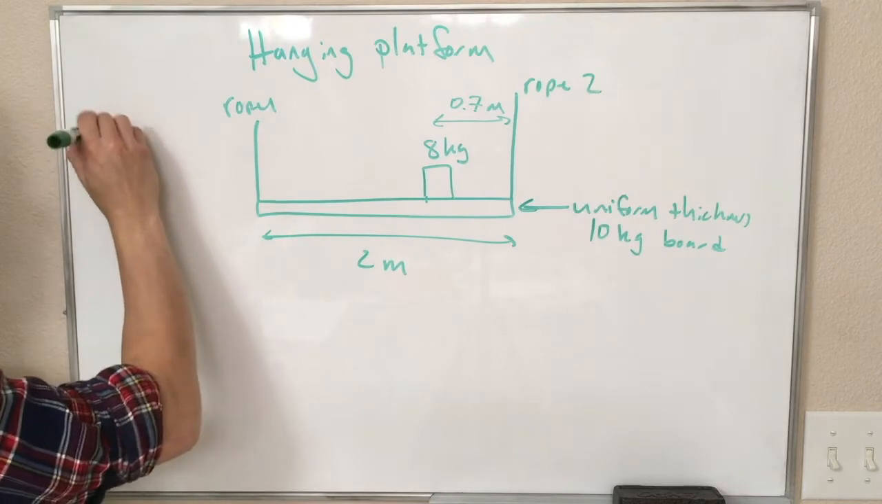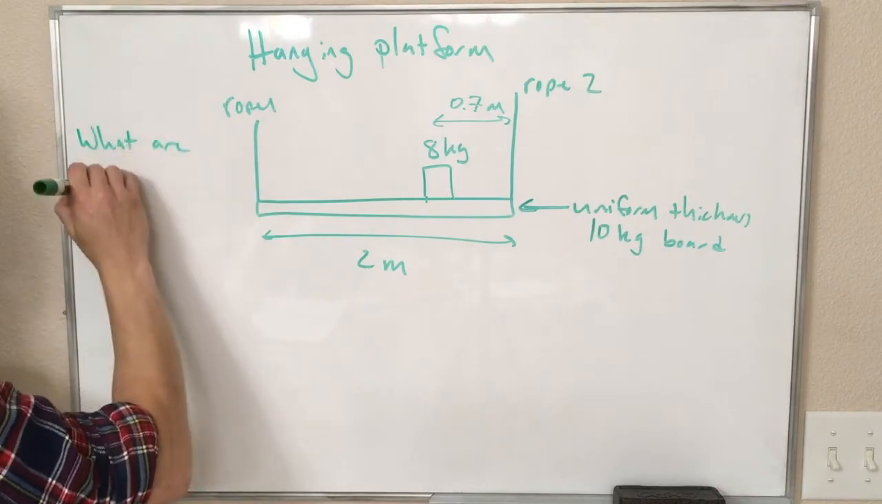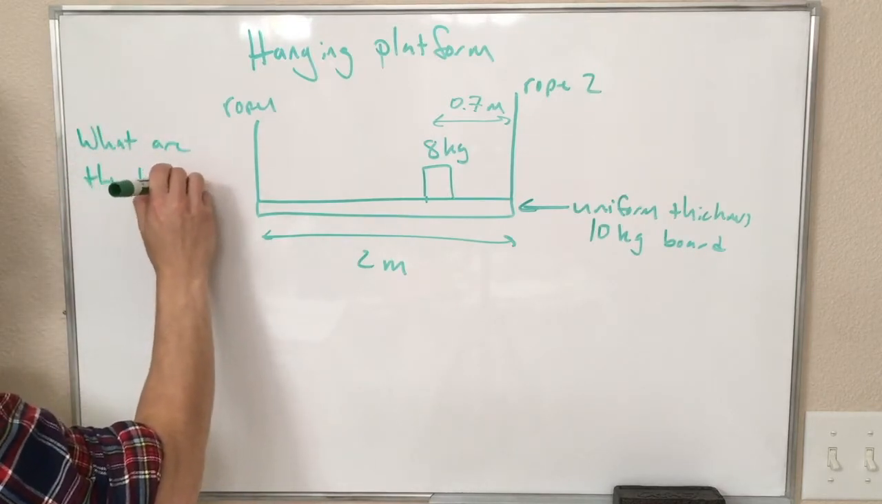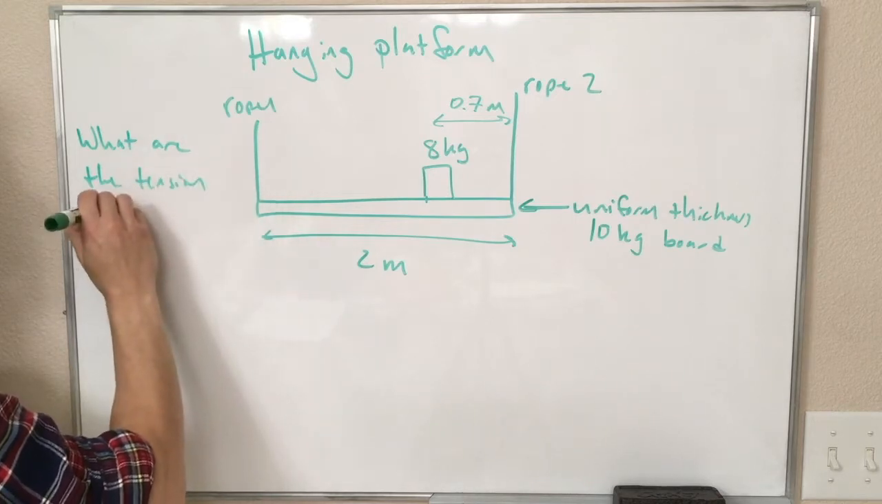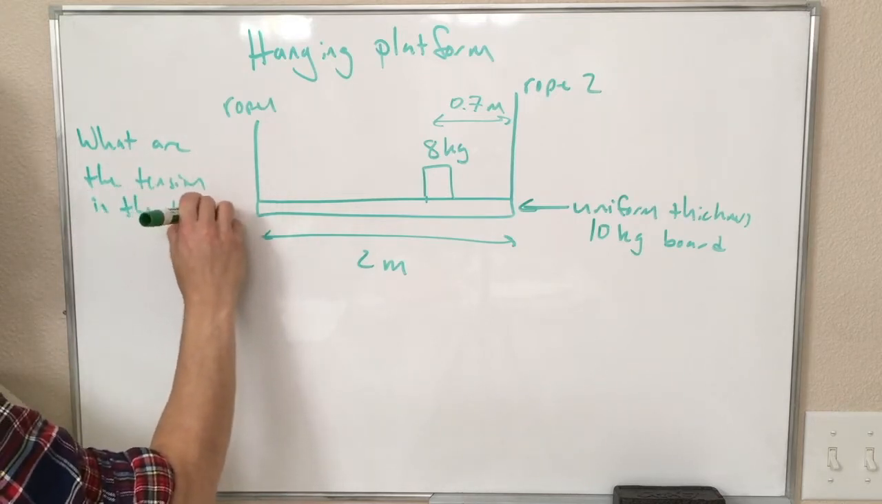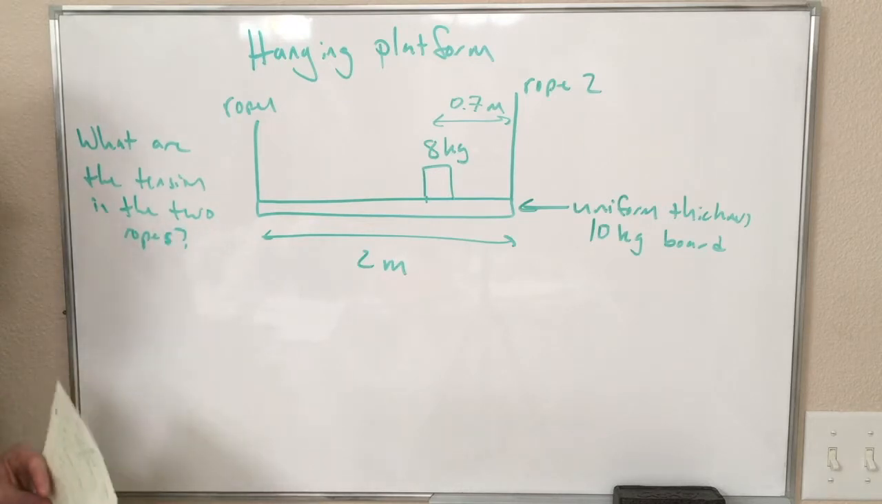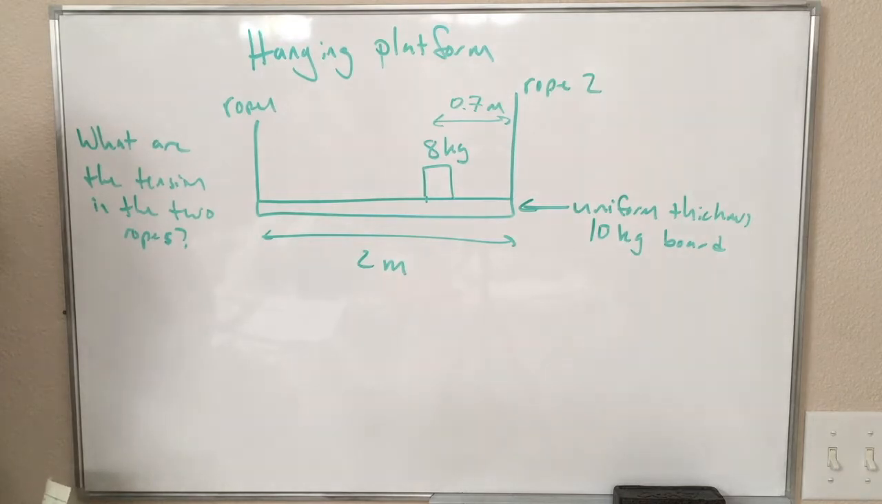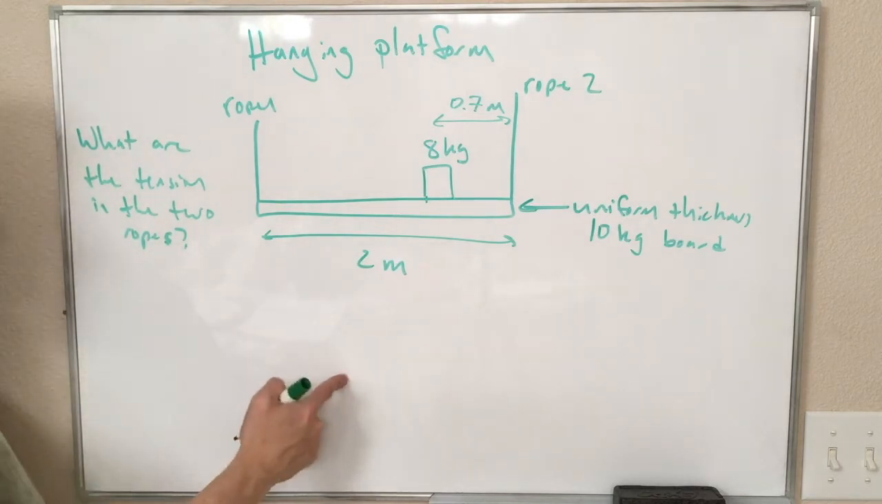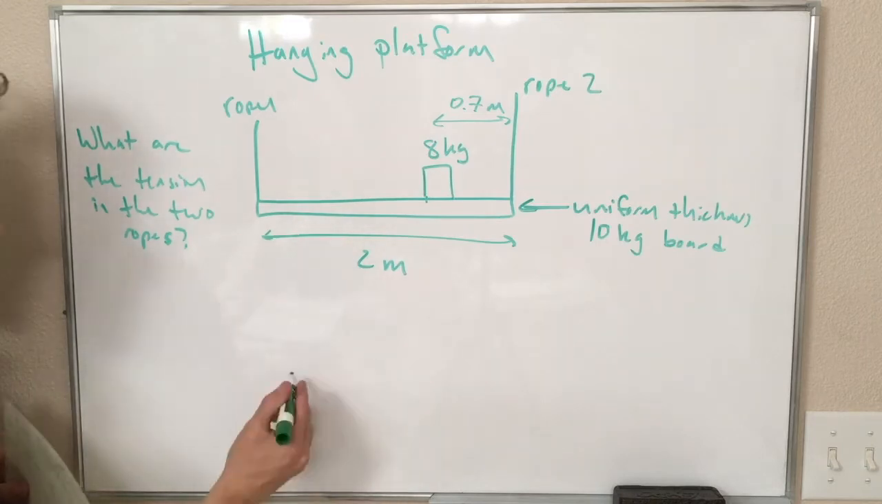So, what are the tensions in the two ropes? They do not have to be the same, and in fact, we will be able to show that the tensions in these two ropes are definitely not the same. We're going to start by drawing our extended free body diagram.